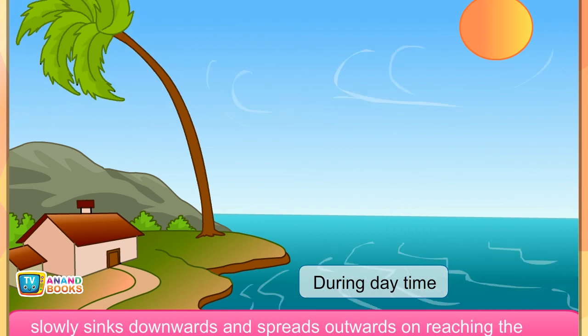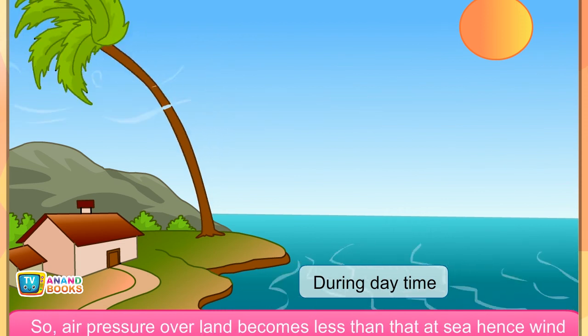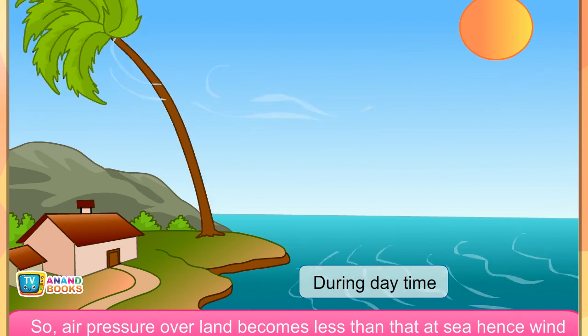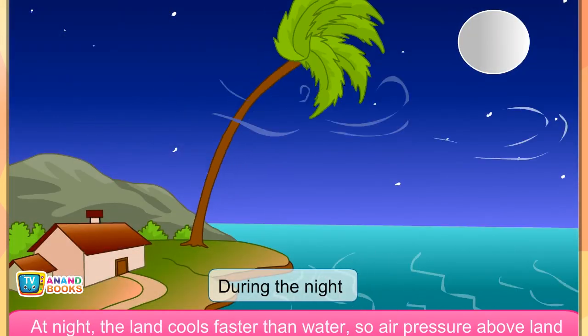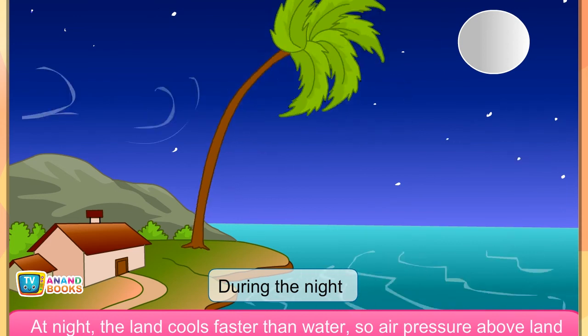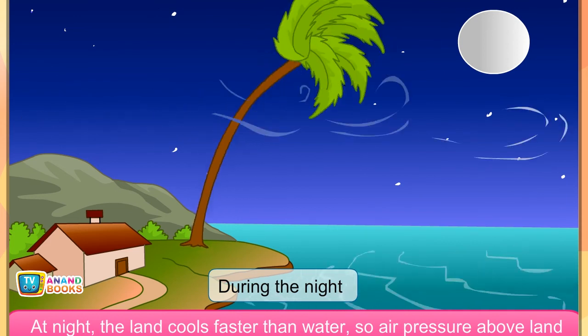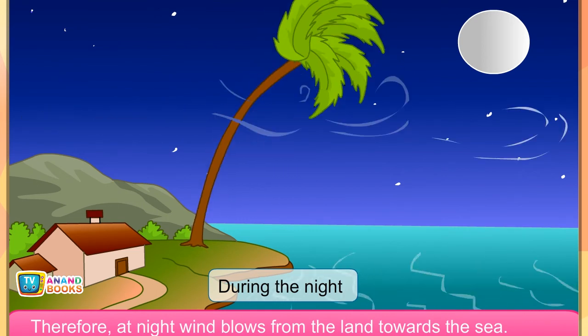In coastal areas, land heats faster than water during the day. So, air pressure over land becomes less than that of sea. Hence, wind blows from sea towards the land. At night, the land cools faster than water. So, air pressure above land becomes higher than at the surface of the sea. Therefore, at night wind blows from the land towards the sea.